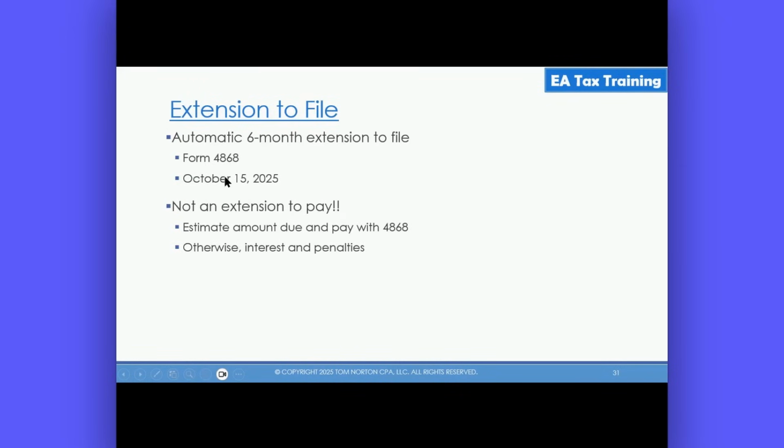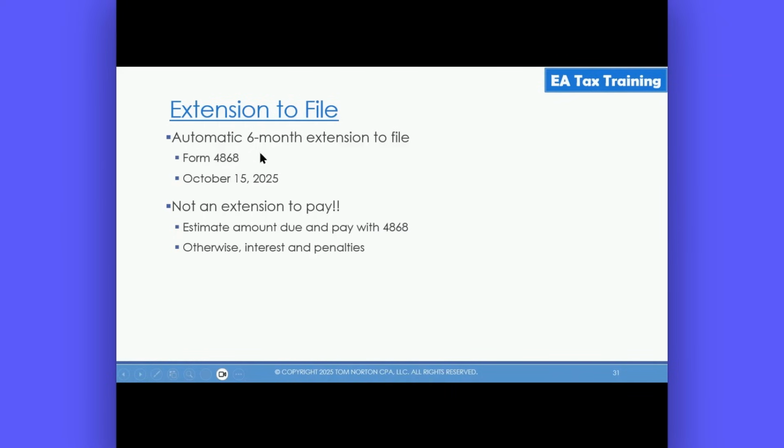Now, you can get an extension of time to file the tax return. So you can get what's called an automatic 6-month extension to file. And you get that by filing this Form 4868, and it gives you this extension to file to October 15th, 2025. And you don't have to have a good reason to file an extension. That's why it is called an automatic extension, because the IRS is not going to question it. They will automatically grant you that extension, but you do have to file the Form 4868 in order to get that extension.